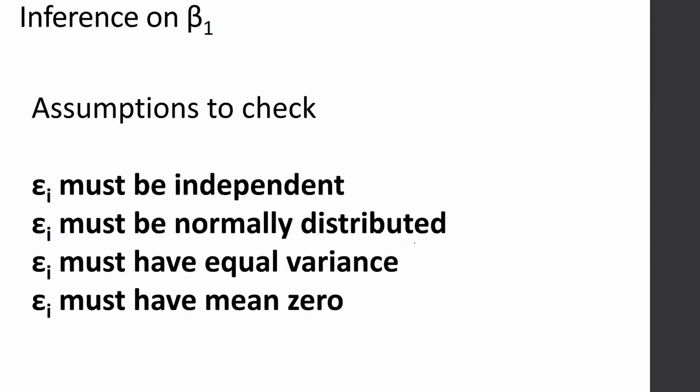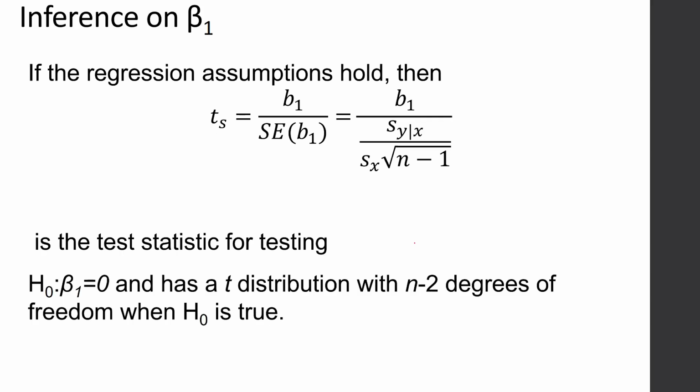Okay, so the assumptions that you're going to check are the same as they were for ANOVA. The errors have to be independent, normally distributed, have an equal variance no matter where you are on the line, and have mean 0. So if these regression assumptions hold, then we can start making inference on, for instance, our slope. So we can make a test statistic by taking B1 minus the null hypothesized value of it, which is 0. We'll talk about that in a minute. And divided by the standard error of B1.